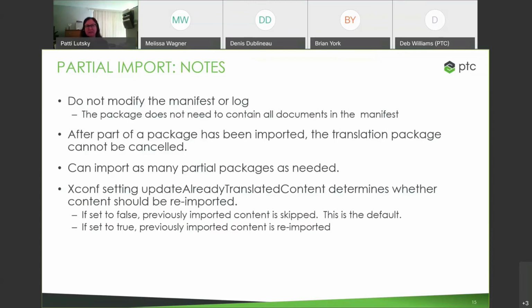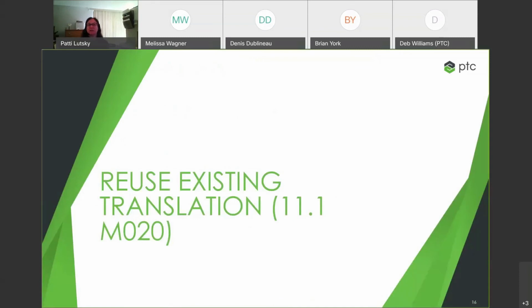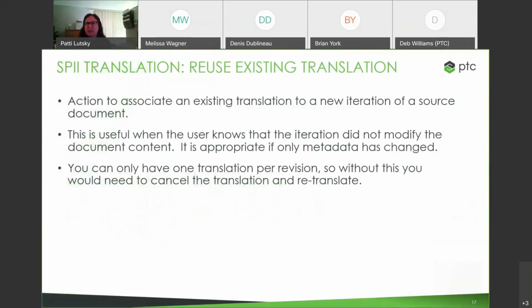Okay, so that's partial import. My next example is reuse existing translation. And this is a more recent operation that we've added. We've added this one in 11.1 M20. The use case for reuse existing translation is that there are sometimes when the source that's going to be translated gets iterated, but in a way that will not affect the translation.